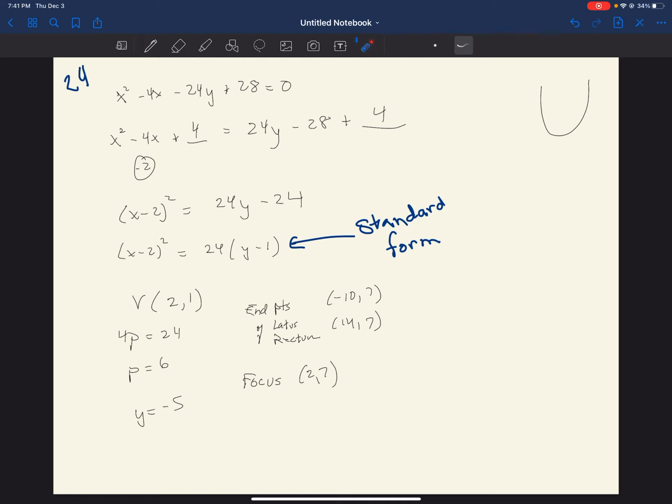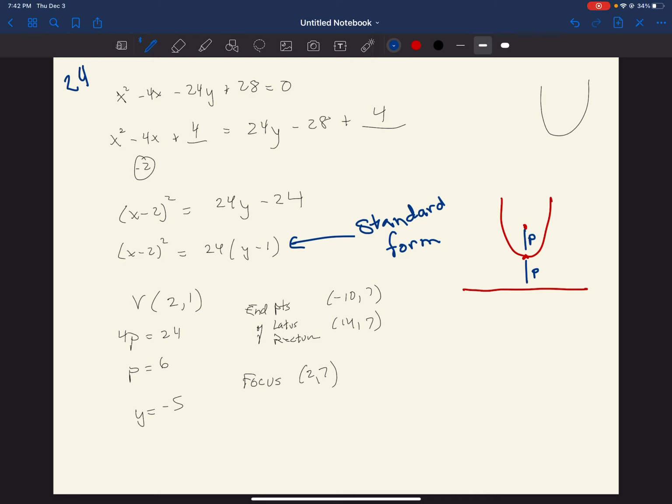So when they say put it in standard form, this piece is what we call standard form. And once I get there, guys, I can get everything. Opposite of that goes in the y slot. Opposite of that goes in the x slot. This is 4p, so 4p is 24. That means p is 6. Since I see now that that's positive, I now know it opens up. If it opens up, and that's my vertex, I know my directrix is down there and my focus is up there. And I know this is down p and this is up p.